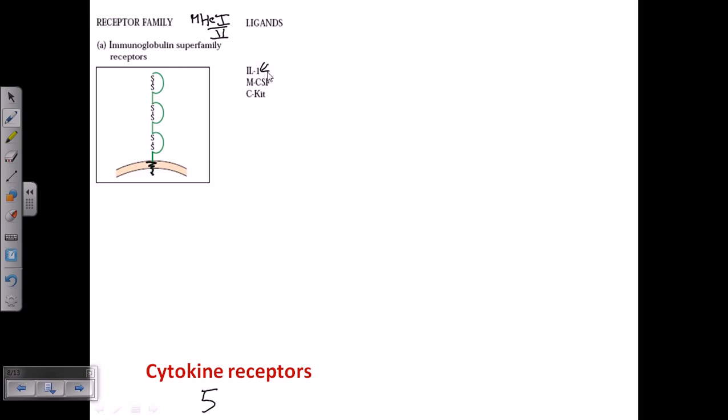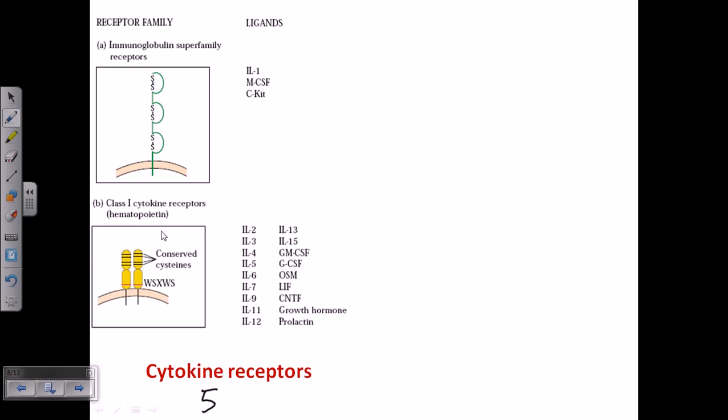Here you can see only interleukin 1, MCSF, which is called monocyte colony stimulating factor, and also c-kit. Now this kind of receptors, this immunoglobulin family, which here in this case I must write as rare. Now the second type we are going to talk about is the class 1 cytokine receptors, and in this class 1 cytokine receptors we can see a lot of different interleukins.